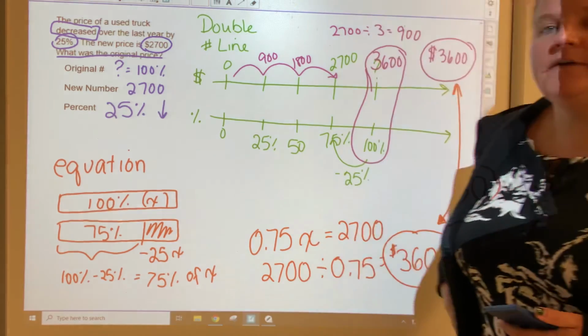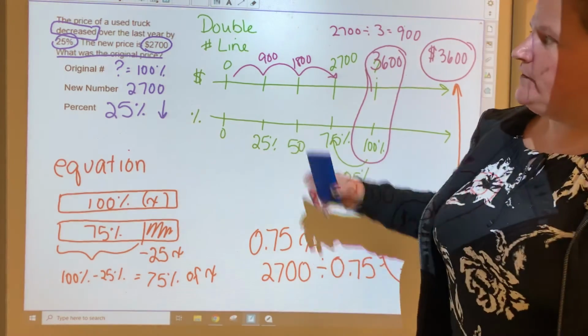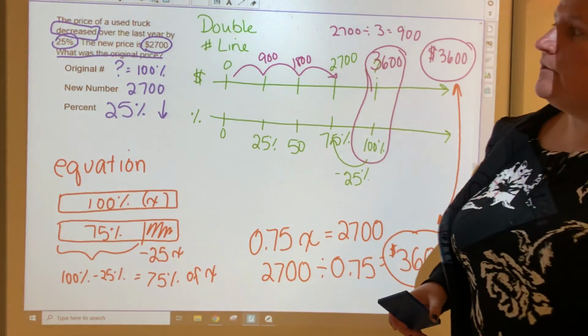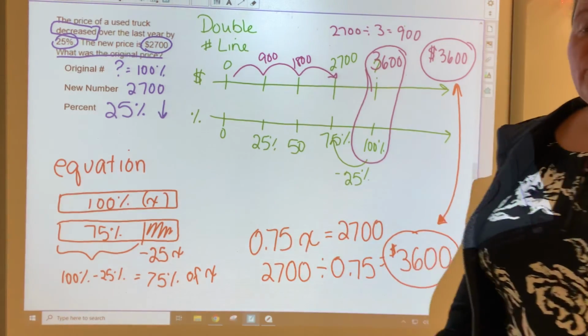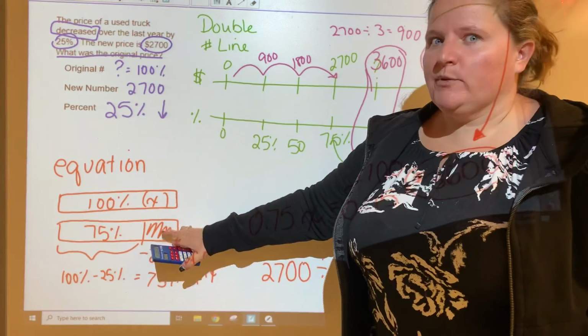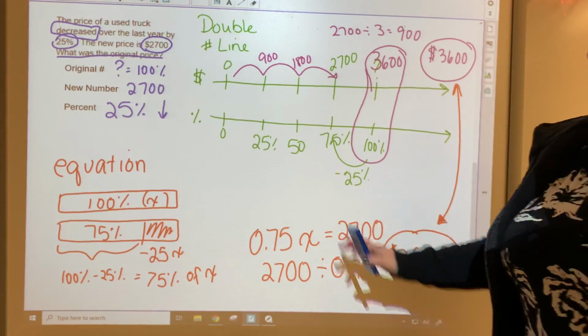All right. So to solve these problems when we don't know the original, the best 2 ways are to do the equation and the double number line. You can't find that percent yet, so we can't do that third way.